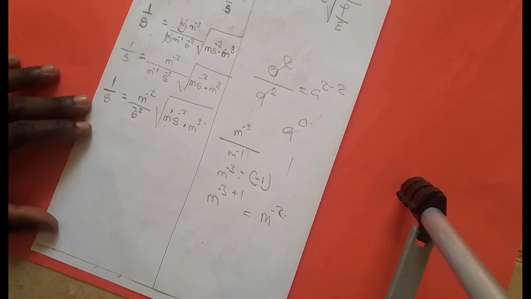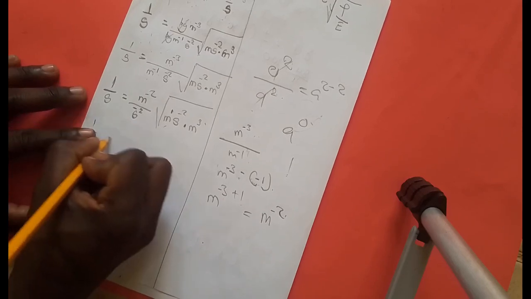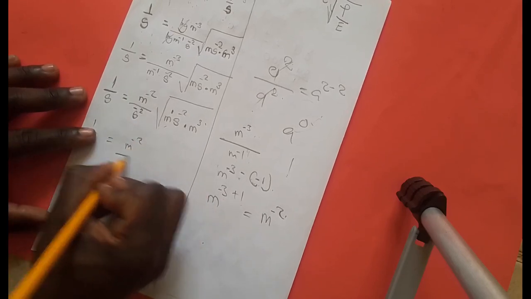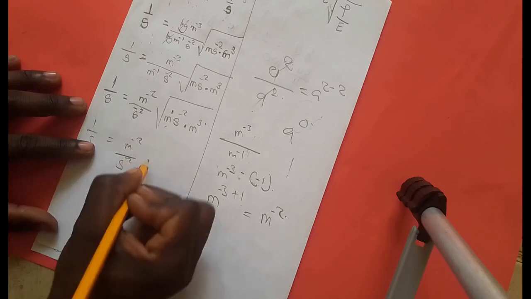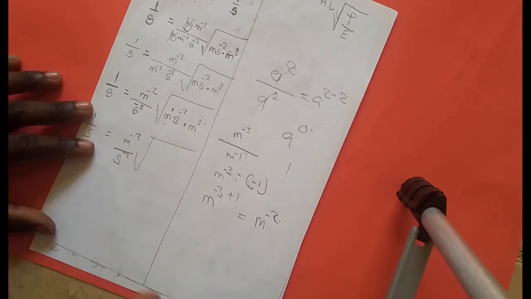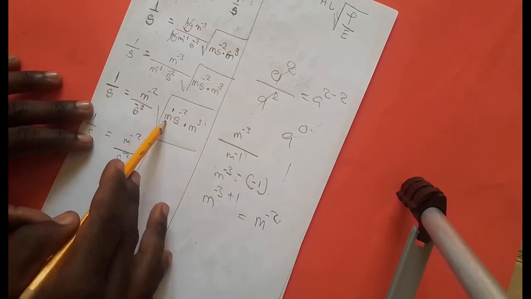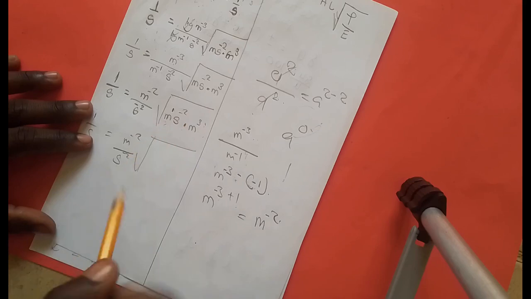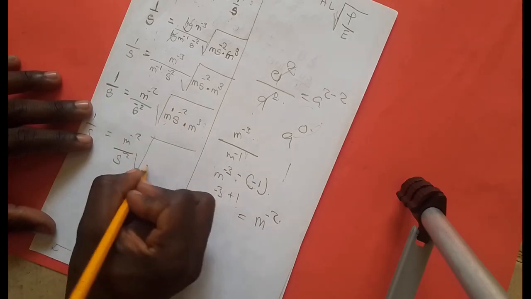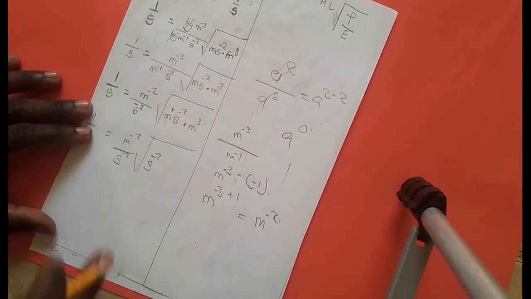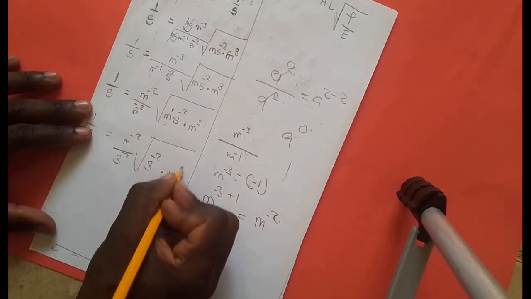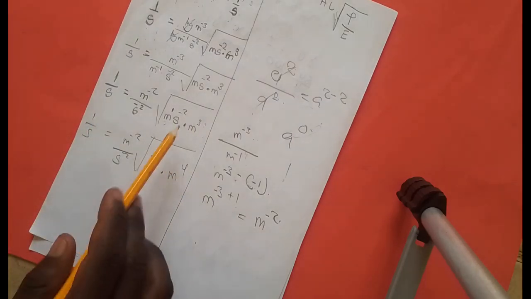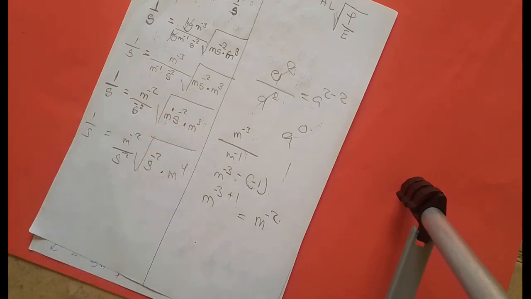Therefore, in the brackets, we are going to see m to the power negative 2 over s to the power negative 1. We are now concentrating on what is under the square root sign. We have m to the power 1 multiplied by m to the power 3. Therefore, we are going to add the powers, and that will lead us to s to the power negative 2 multiplied by m to the power 4. We have added the powers, right?